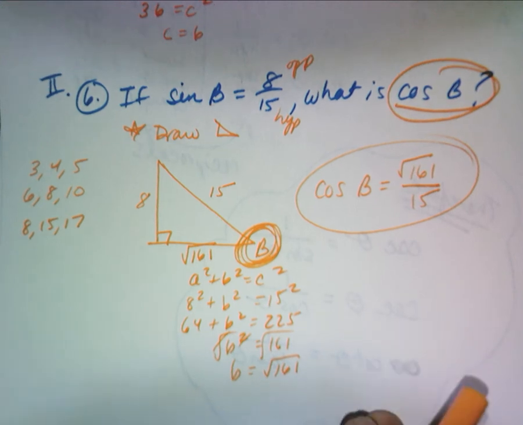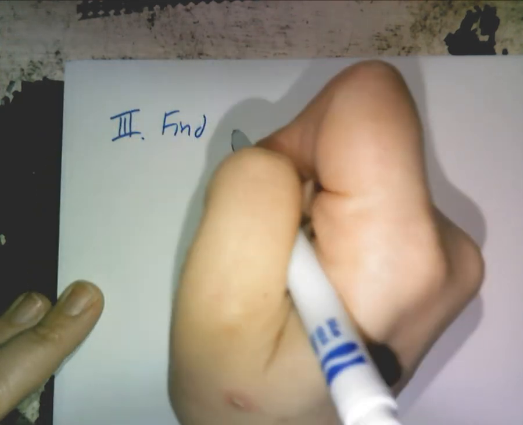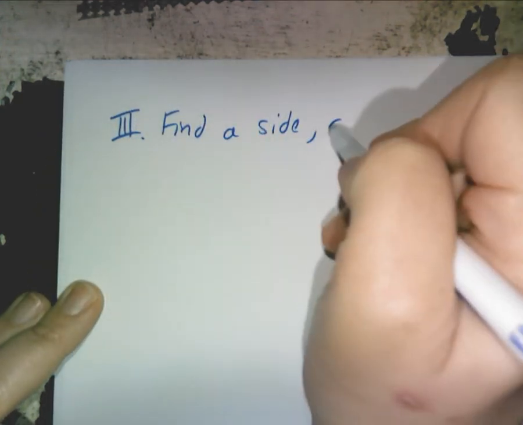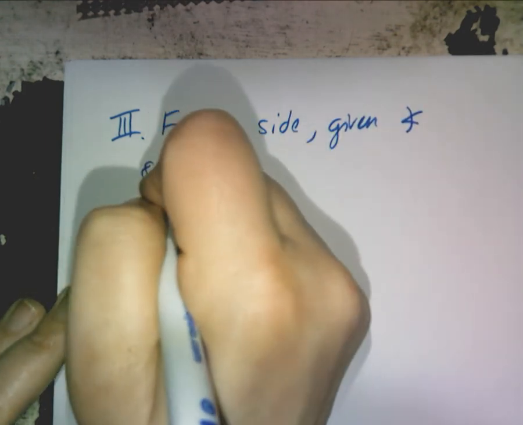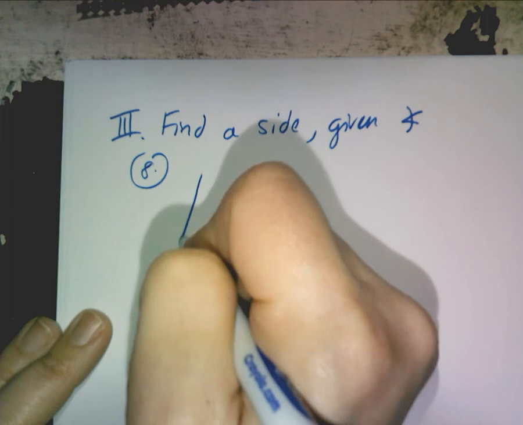All right, and then the last 2 problems to show you tonight, and we're done. It's easy stuff. You got this. Find a side given an angle. And I am doing question 8 on your homework tonight.